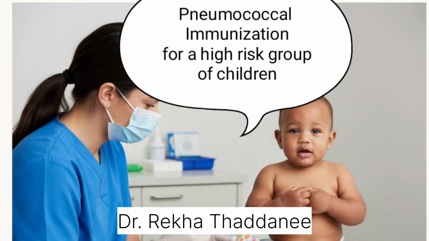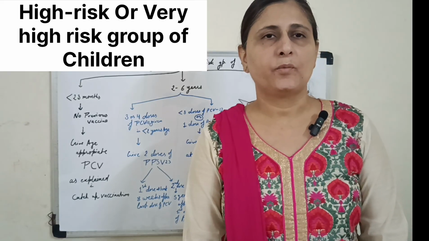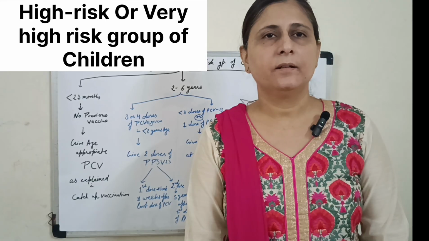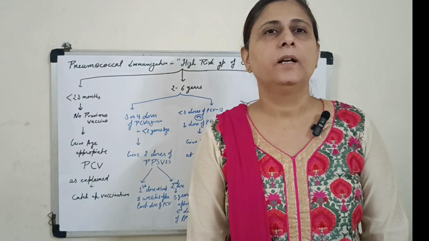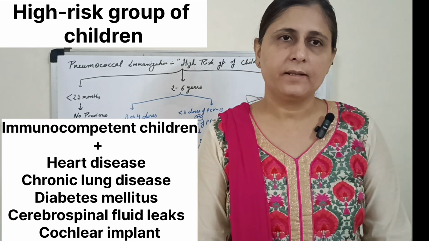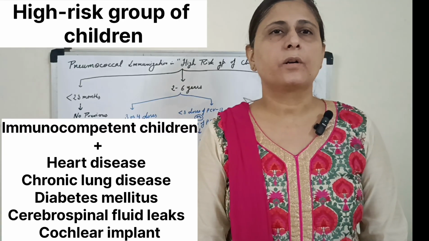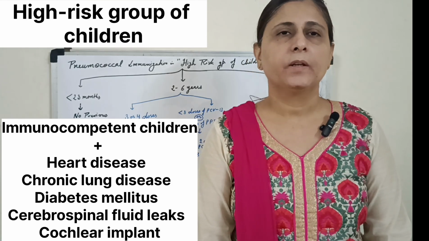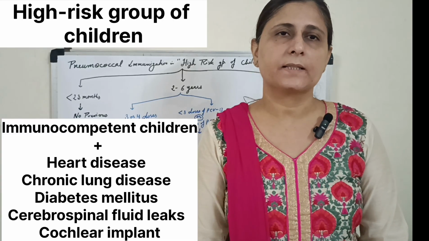Hello everyone. Today I am going to tell you how to immunize the high risk group of the children with pneumococcal vaccine. So we label the high risk or very high risk group of the children. High risk whenever the child is having normal immunity, an immunocompetent child with chronic diseases, for example diabetes mellitus, congenital heart disease, or having chronic lung disease, or planning for a cochlear implant, we label as a high risk group of the children. They should be vaccinated with the pneumococcal vaccine.